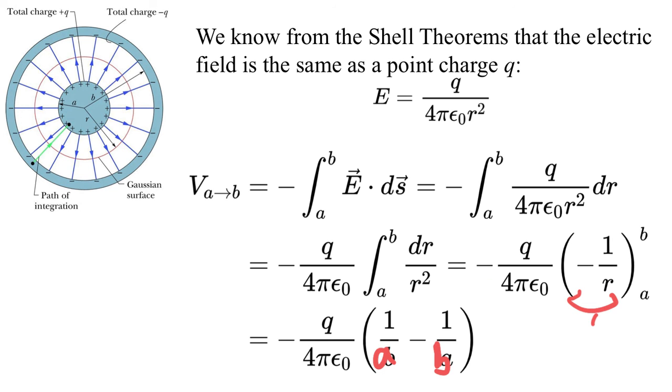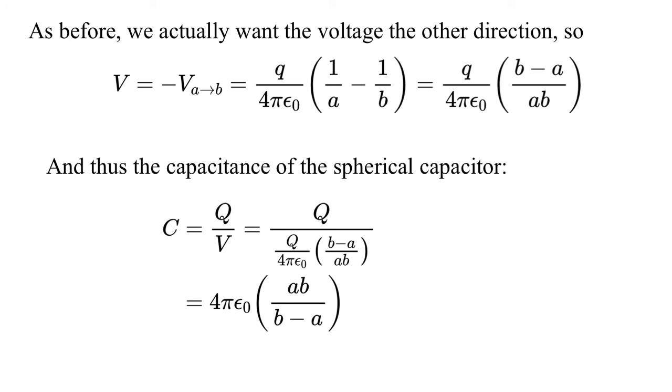Partly because I'm just trying to keep this minus sign out front because I know I'm going to negate it in a second. So this becomes -1 over b minus -1 over a. And you can see that that ends up being what I have written there. As before, we actually want the voltage from going the other direction, i.e. from the negative to the positive plate. So the voltage we want is minus the thing we just found.